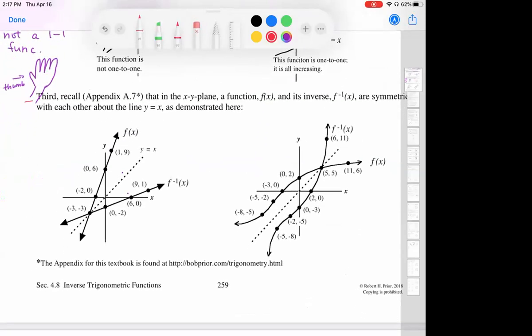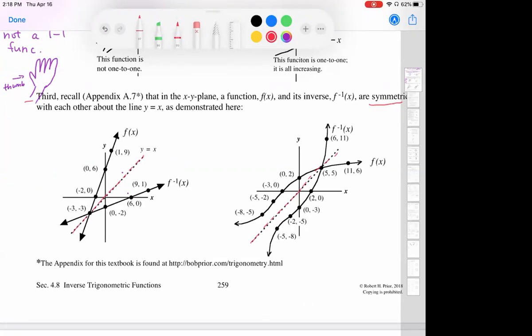Next, third, recall from appendix 8.7 that in an xy plane, a function f of x and its inverse are symmetric with each other about the line y equals x, as demonstrated here. So it has this dotted line, and this dotted line is y equals x. And it has this symmetry. And we can use this to graph the inverse.